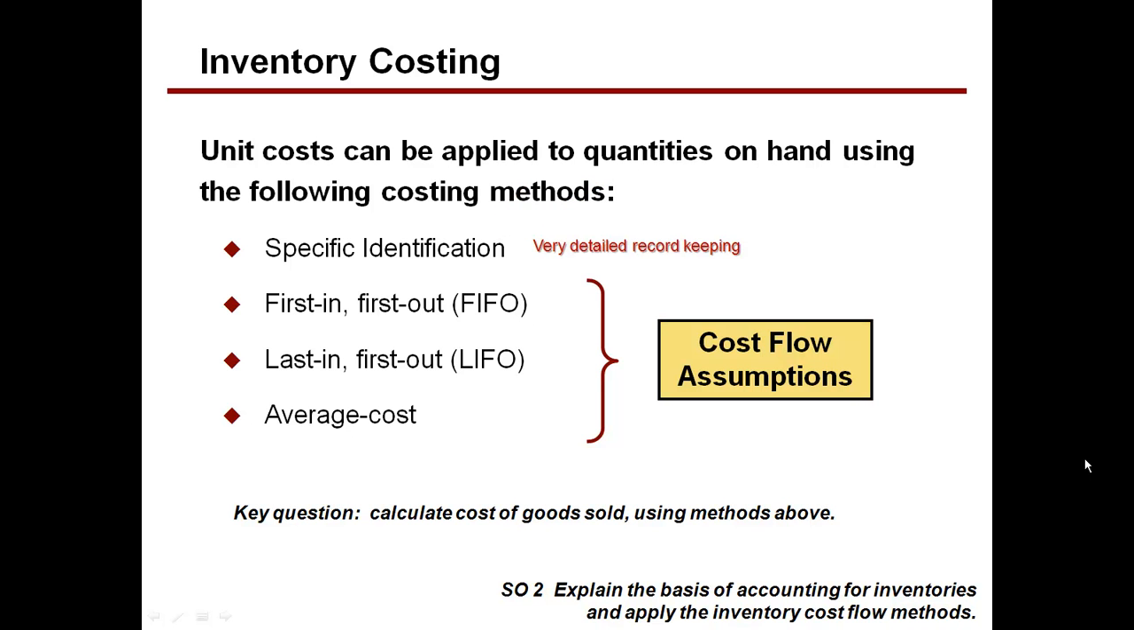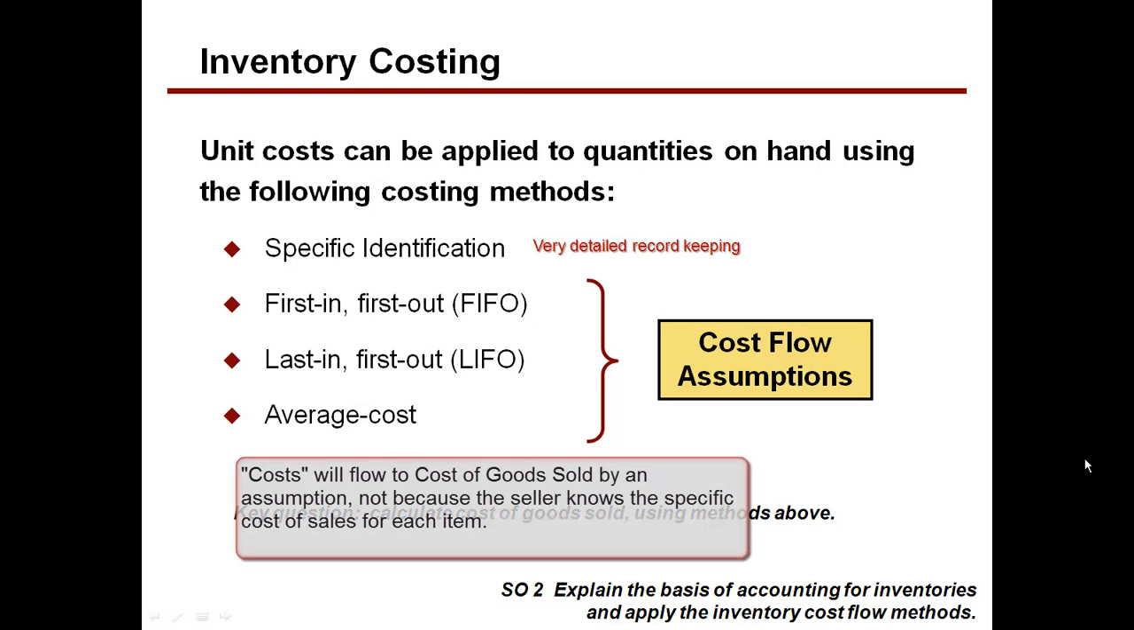It's the last three methods, the first in, first out method called FIFO, the last in, first out method called LIFO, and the average cost method that we'll be concentrating on in this chapter. These last three methods are called cost flow assumptions because the flow of costs will follow an assumption that we made and not the physical flow of goods when a sale is made.